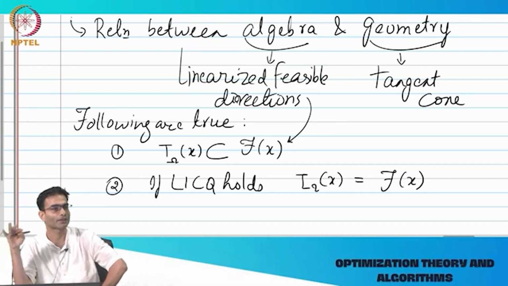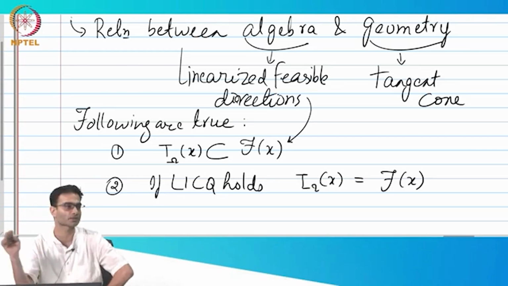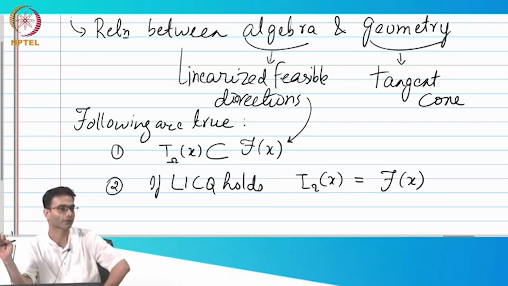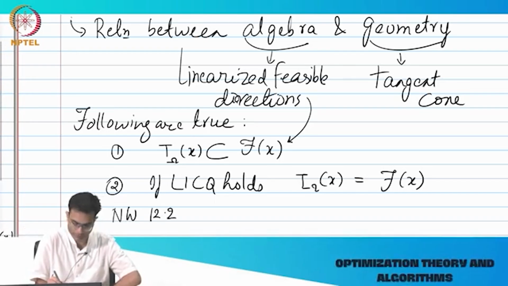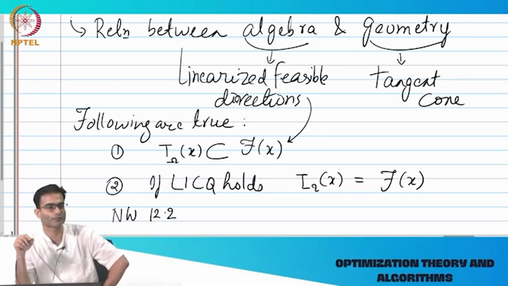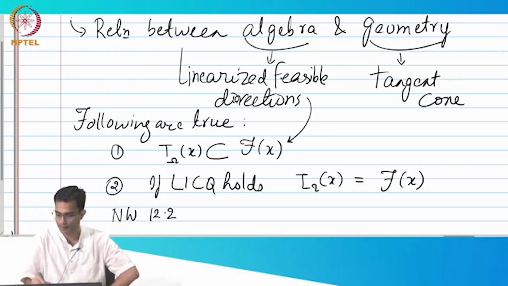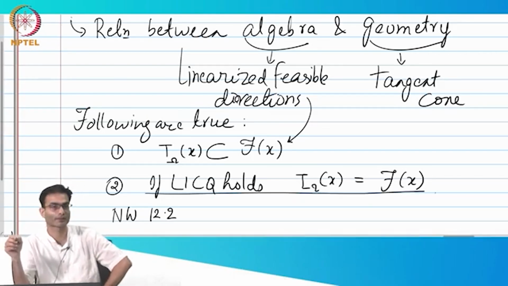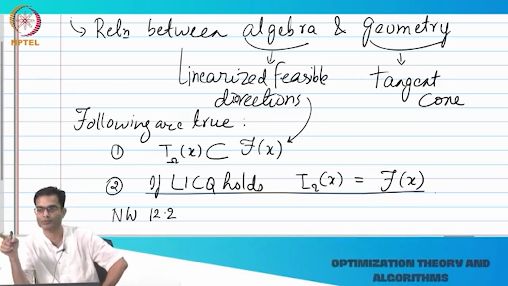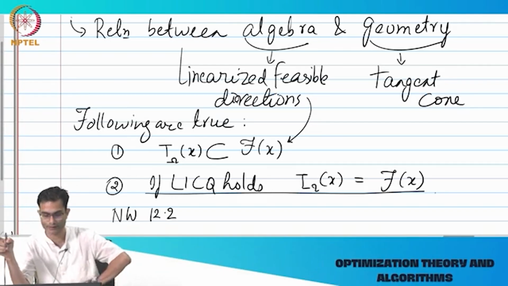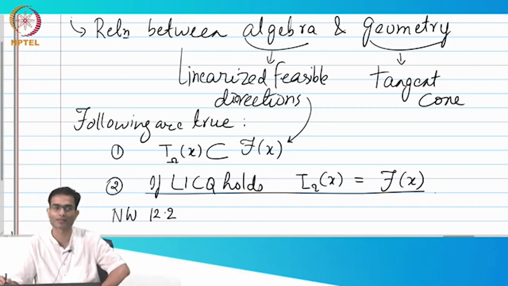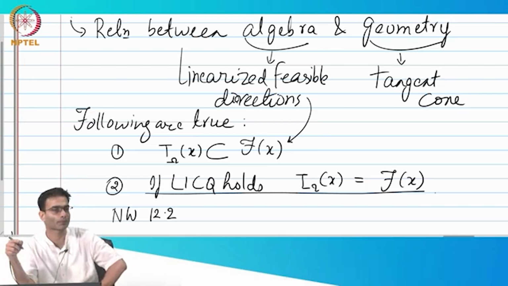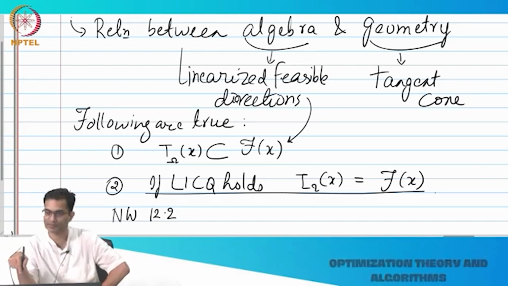In other words, if LICQ holds, algebra and geometry will give me the same picture, which is what we were after. I think Nocedal and Wright has this as a lemma, 12.2, if you want to look at the proof. But this is really what you want to check: that if LICQ holds, the tangent cone and the set of linearized feasible directions agree. And having written this without proof, let's go back to our example where we had that problem and see, does this help us out?